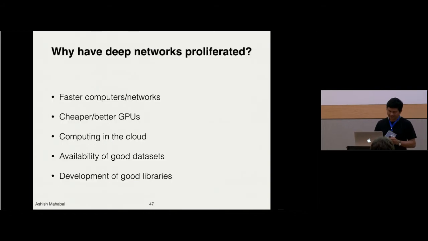So here are some of the reasons why deep networks have proliferated. There are faster computers available, there are cheaper and better GPUs, but computing in the cloud has gone a big way to do that, because people can easily spin up GPUs with a few dollars or a few tens of dollars or a few hundreds of dollars, and that's been a big boon. The libraries that go with that have really helped. And then the availability of data sets like ImageNet and MNIST also, because there are standard examples.